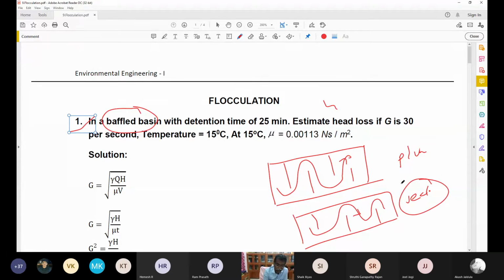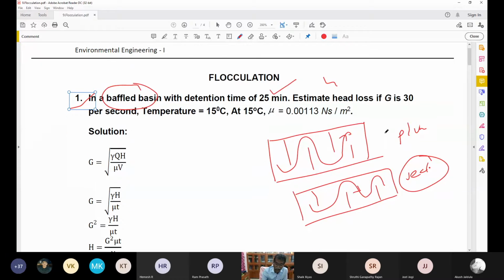In the baffled basin, the detention time is 25 minutes, and it is asked to calculate the head loss if the G value, velocity gradient, is 30 per second, and the temperature is 15 degrees Celsius. You can refer to the water characteristics table. For 15 degrees Celsius, the dynamic viscosity is 0.00113 Newton second per meter square. That value is given, so you can directly substitute in the equation. These problems are not challenging.